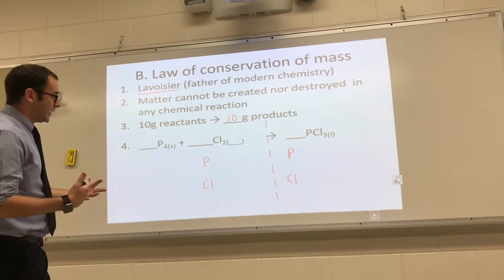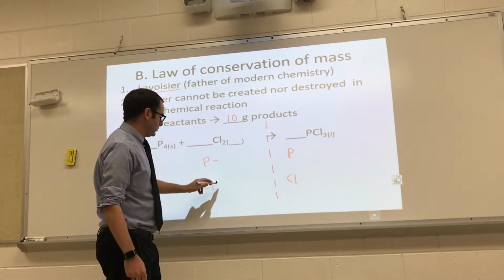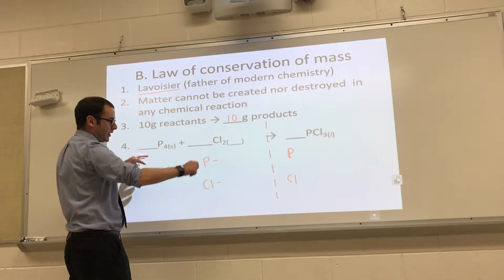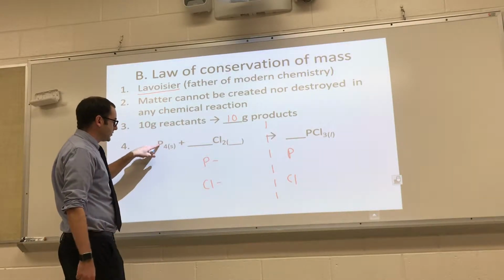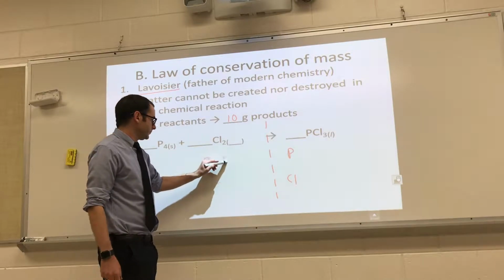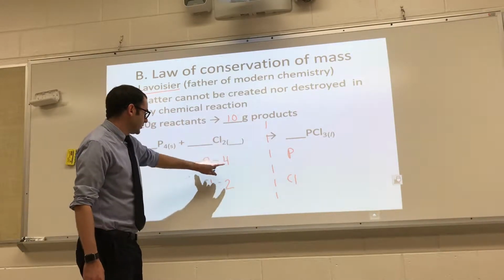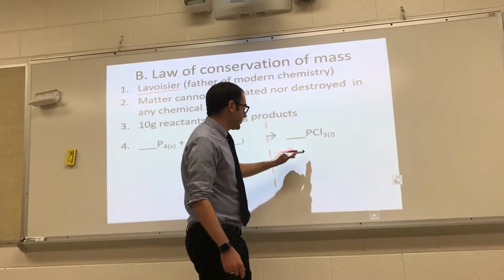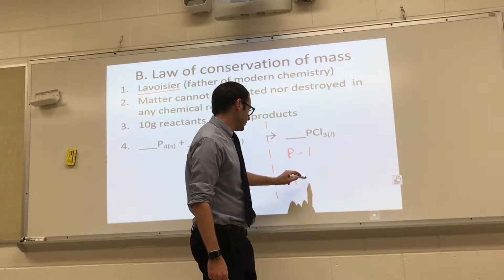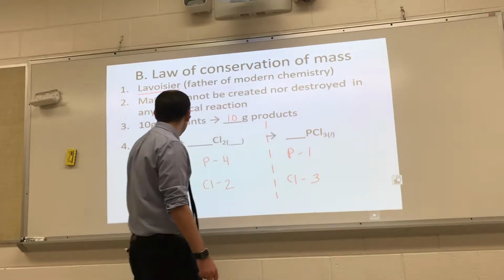And then before you do anything with the numbers and whatnot, we're going to write down what we have. So first we have 4 phosphorus, we have 2 chloride, or 2 chlorine, so 4 and 2, and then on this side we have 1 and 3.